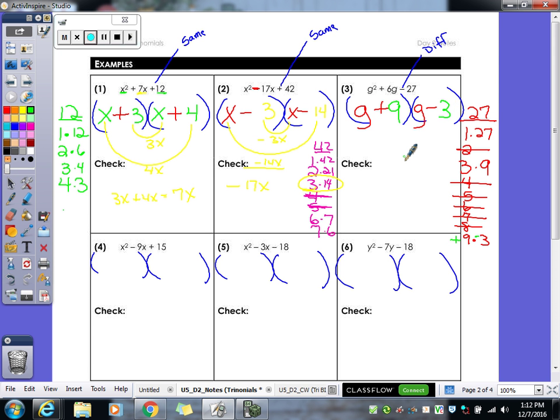Let's see if I guessed right. If you get the same number and a different sign, that means you just switch the signs. Does the order of the signs matter? It doesn't matter, as long as the sign goes with the right number. I could have had the plus here, the minus here. So let's do a little smile. 9 times g is positive 9g. Negative 3 times g is negative 3g. 9g minus 3g is 6g, which is what I wanted in the middle. So I got that right.